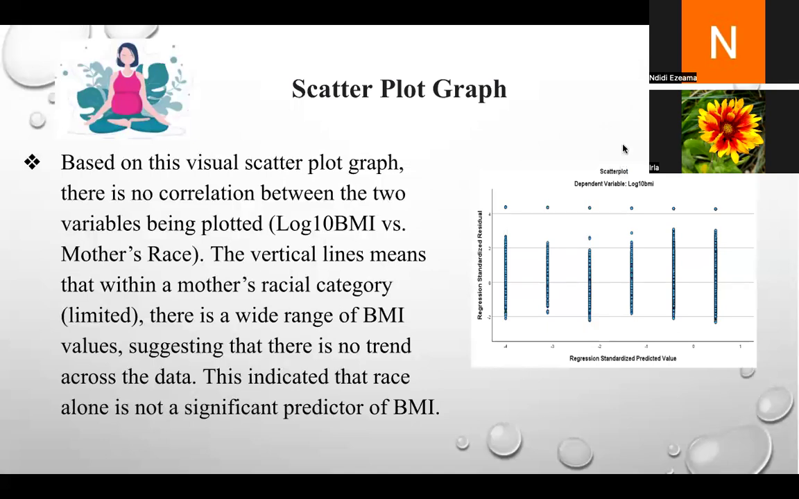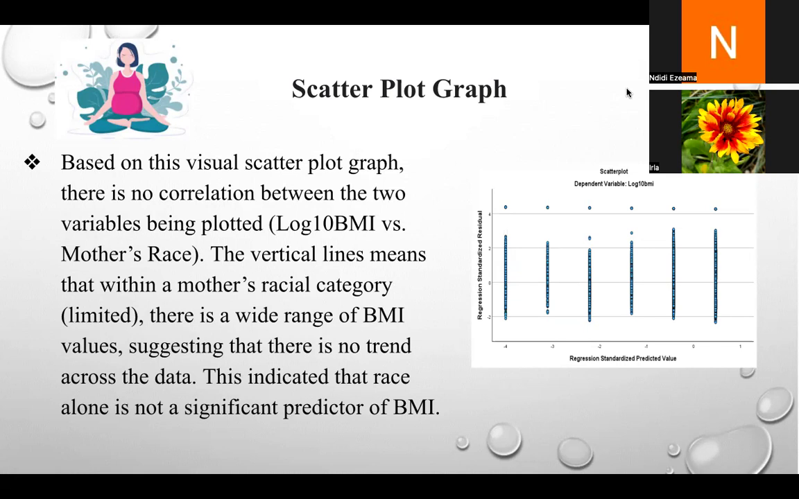Let's look at our scatter plot graph as well. Based on this visual scatter plot graph, there is no correlation between the two variables plotted, log BMI versus mother's race. The vertical lines mean that within a mother's racial category, there is a wide range of BMI values, suggesting that there's no trend across the data. This indicates that race alone is not a significant predictor of BMI.